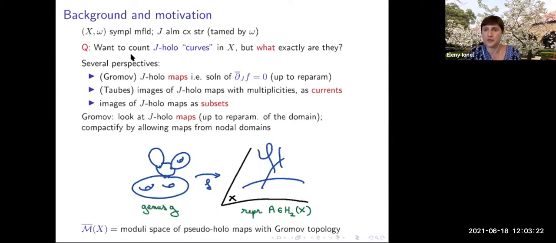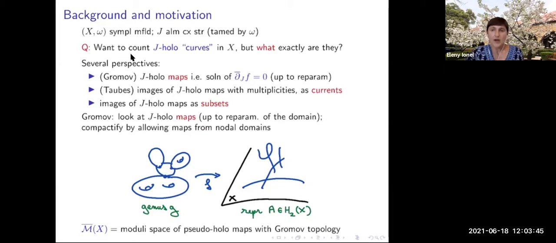These are different perspectives of what one can mean by curve, and in fact they give you different topologies on the space of curves, different notions of convergence, different compactifications, and so on.